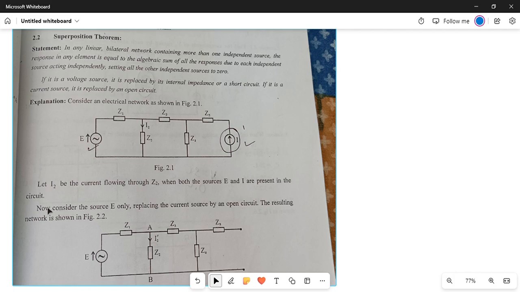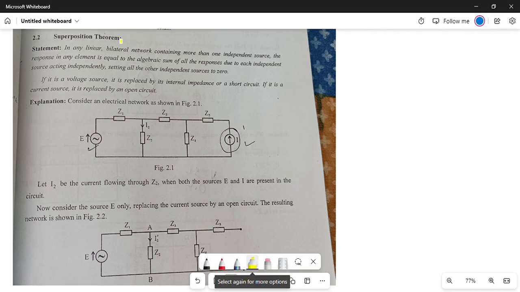I'll tell you about this here because this is somewhat important for you even with respect to theory also, right? ಇಲ್ಲಿ theoryಗೂ ಸಂಬಂಧಪಟ್ಟಂಗೆ ಒಂದು ವಿಷಯ ಬರುತ್ತೆ, so I'll tell you that, right? Yes. So he's asking you, in any linear bilateral network, what does that mean?